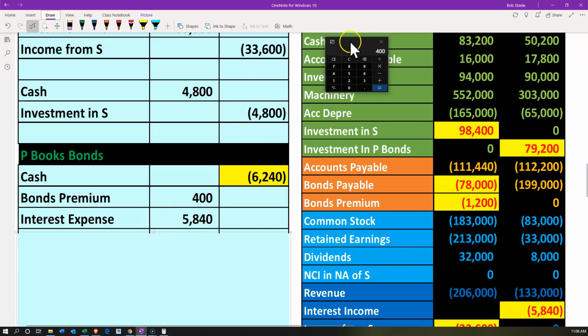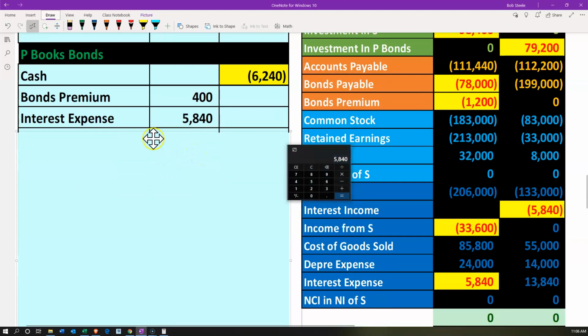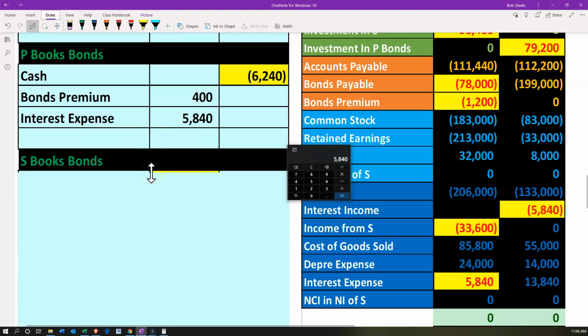Okay, and then the interest is going to be the difference, the amount that's going to be applied to the interest. 6,240 minus the 400, that's going to be the 5,840. What about what happens on S's books? We, of course, have the opposite that's going to happen here, or the other side of things.